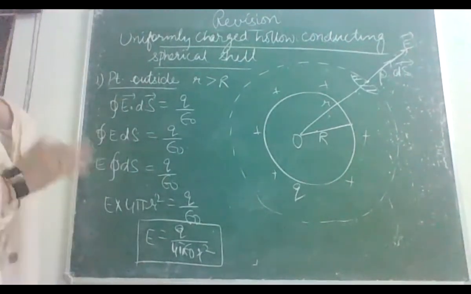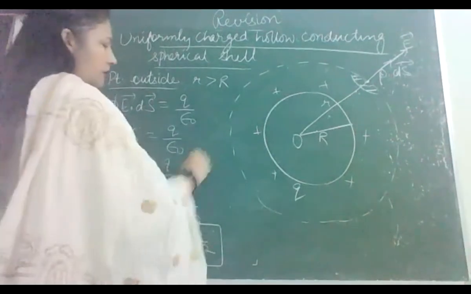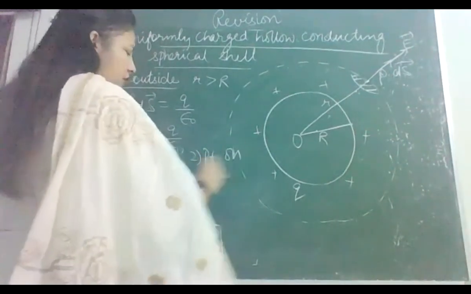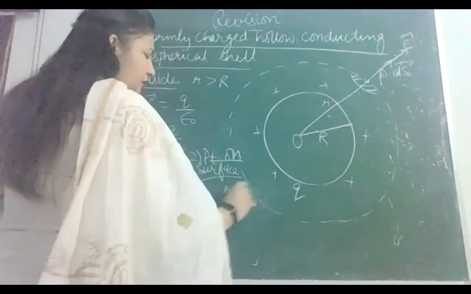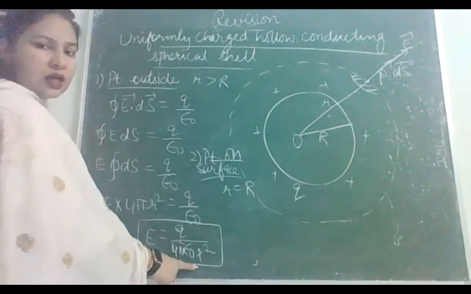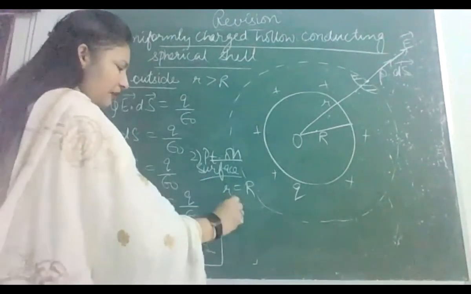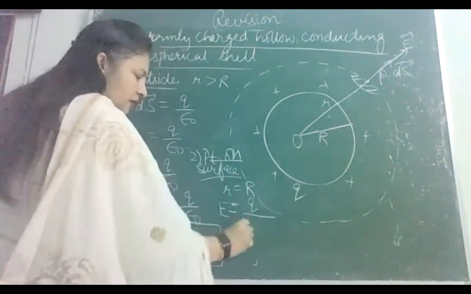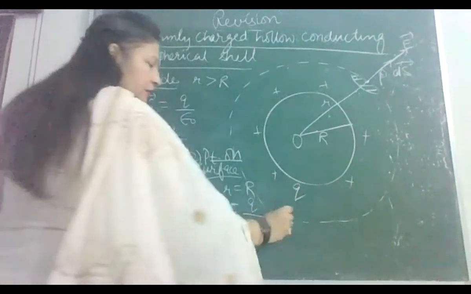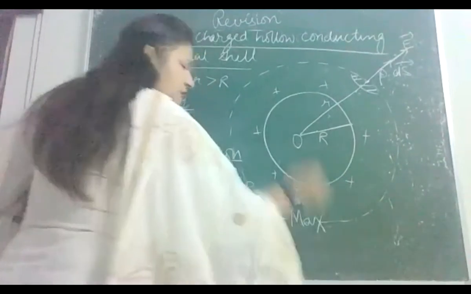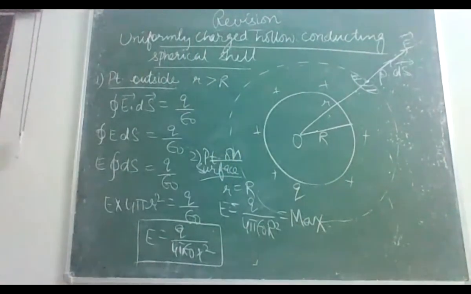Now for a point lying on the surface of the shell, small r will be equal to capital R. So just replace the small r by capital R. So this will be constant now. Capital R is the radius of the shell. This electric field will become constant and maximum now. So that means the electric field intensity at a point lying on the surface is maximum and constant.